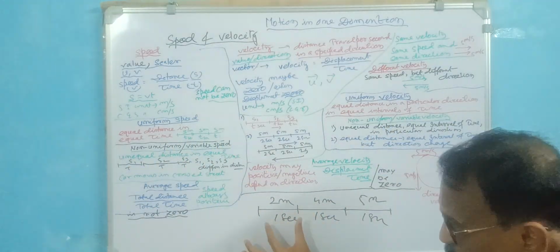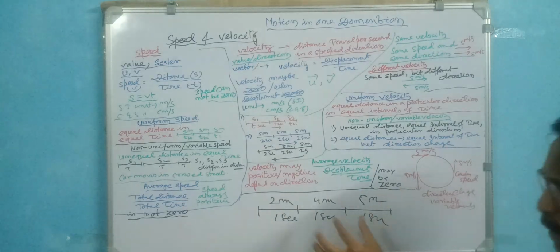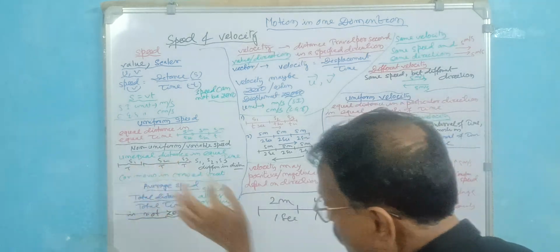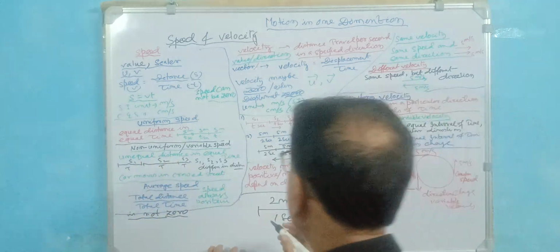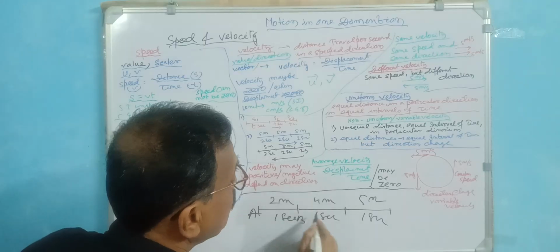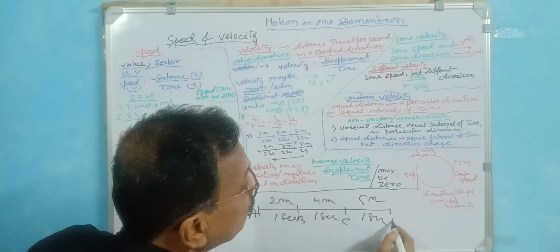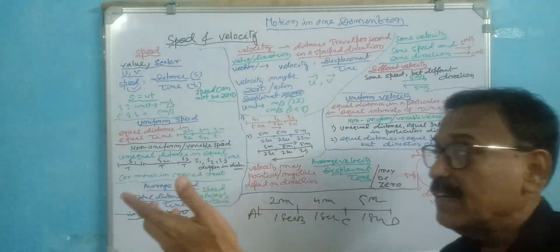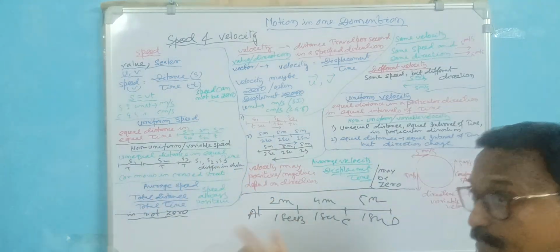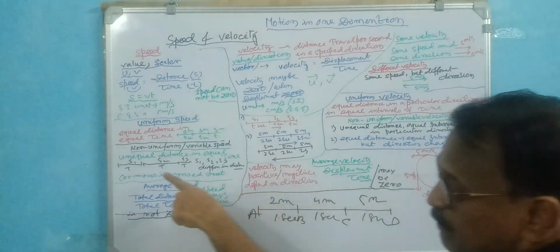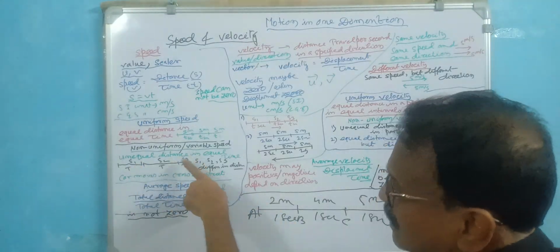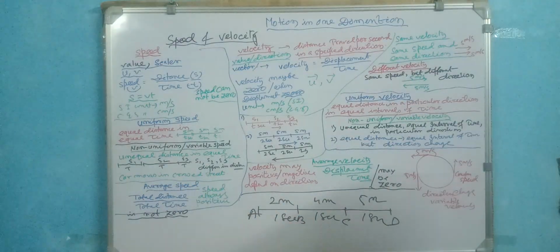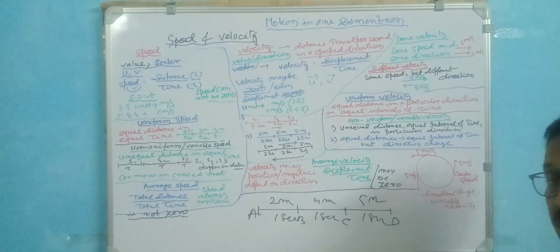In 1 second, 2 meter the first time, but in 1 second, 4 meter, and in 1 second, 5 meter. That means unequal distance: A to B is 2 meter, B to C is 4 meter, and C to D is 5 meter. Unequal distance covered in each equal time is a variable speed. S1 distance, S2 distance, S3 distance, but equal time. That is called non-uniform or variable speed.